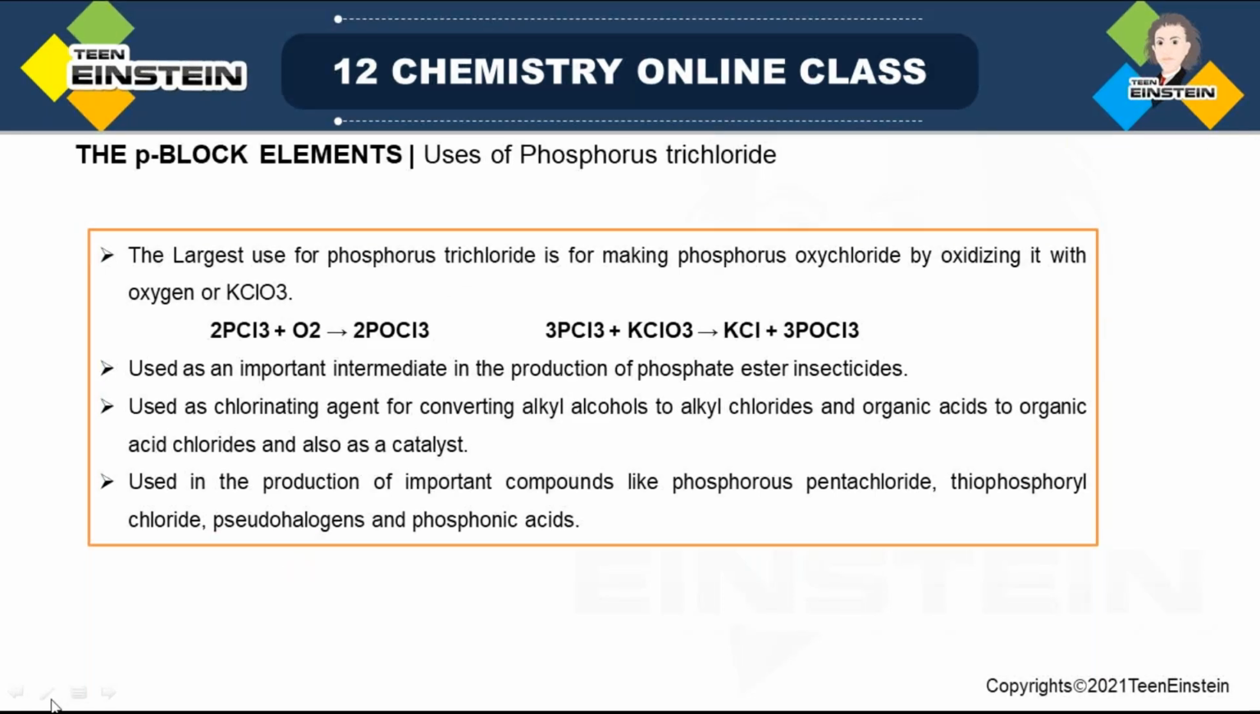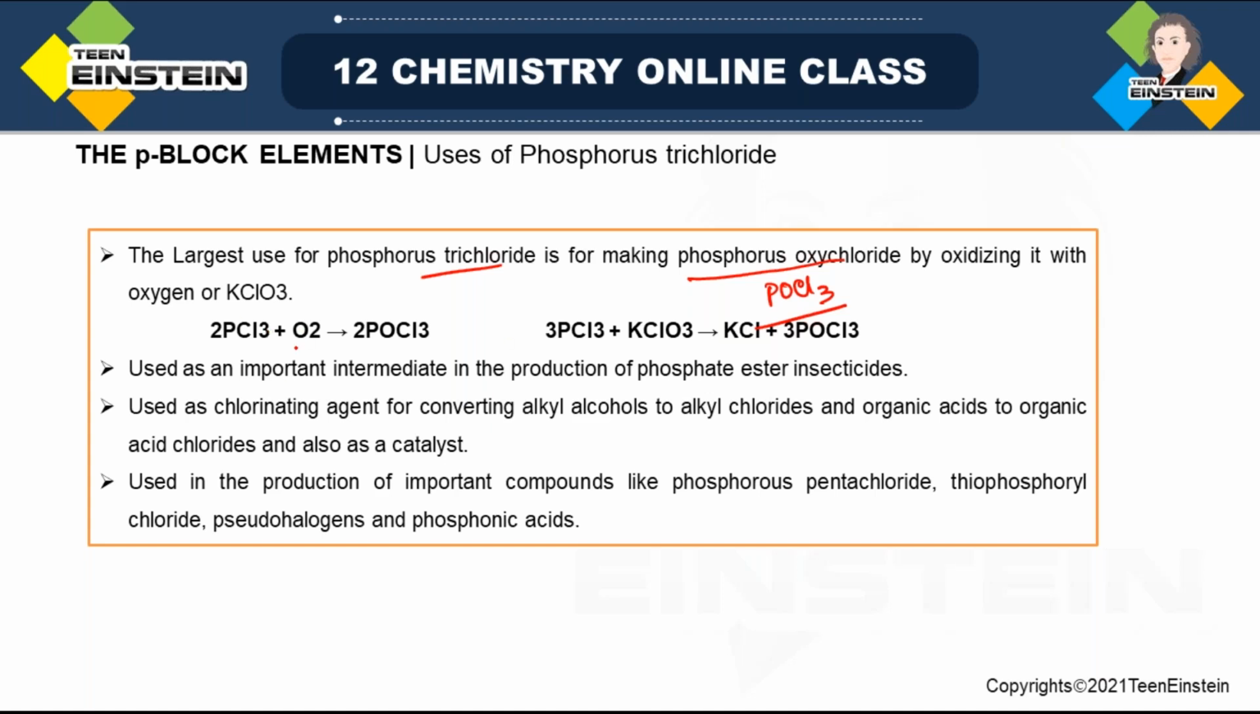Uses of phosphorus trichloride. The main use for this compound, that is PCl3, is to make phosphorus oxychloride. Now phosphorus oxychloride is POCl3. Okay, so you can understand that from PCl3 you are making POCl3. So this is basically an oxidation reaction. So obviously we will use some oxidizing agent. Either you can use an oxidizing agent, or you can also use oxygen directly.